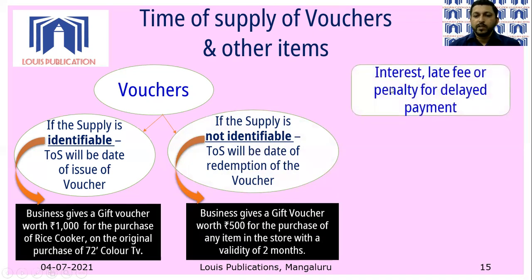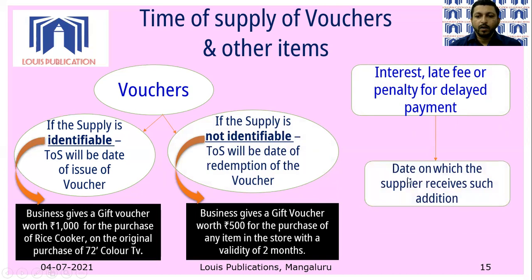And the last one we have is, in case we are called upon to pay interest, late fee, or penalty for delayed payment to the supplier, and the supplier is going to collect. So, important point, the time of supply will be the date on which the supplier receives such amount. So we are supposed to pay interest, late fee, penalty for making a delay in payment. From the supplier's point of view, he is going to collect. So the date on which the supplier receives such amount would be considered as the time of supply.